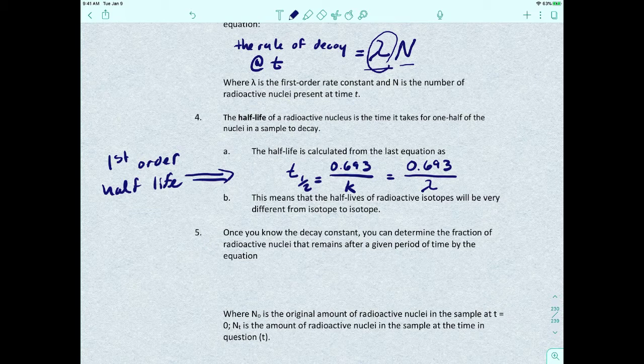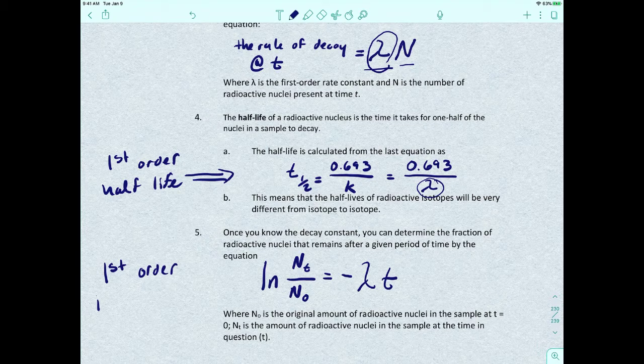And once you know the decay constant, which is this lambda again, this is also the rate constant, you can determine the fraction of radioactive nuclei that remain after a given period of time by this equation: the natural log of the number of radioactive nuclei at time t divided by the initial number of radioactive nuclei is equal to negative lambda, the decay constant, times t. Again, this is the first order integrated rate law.